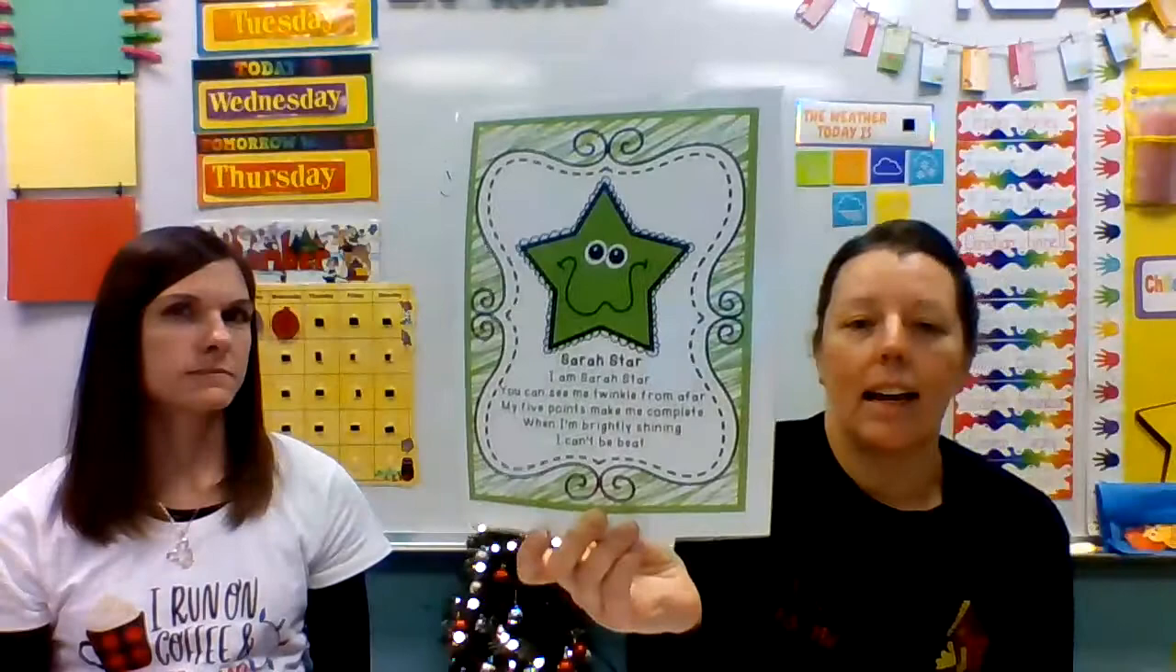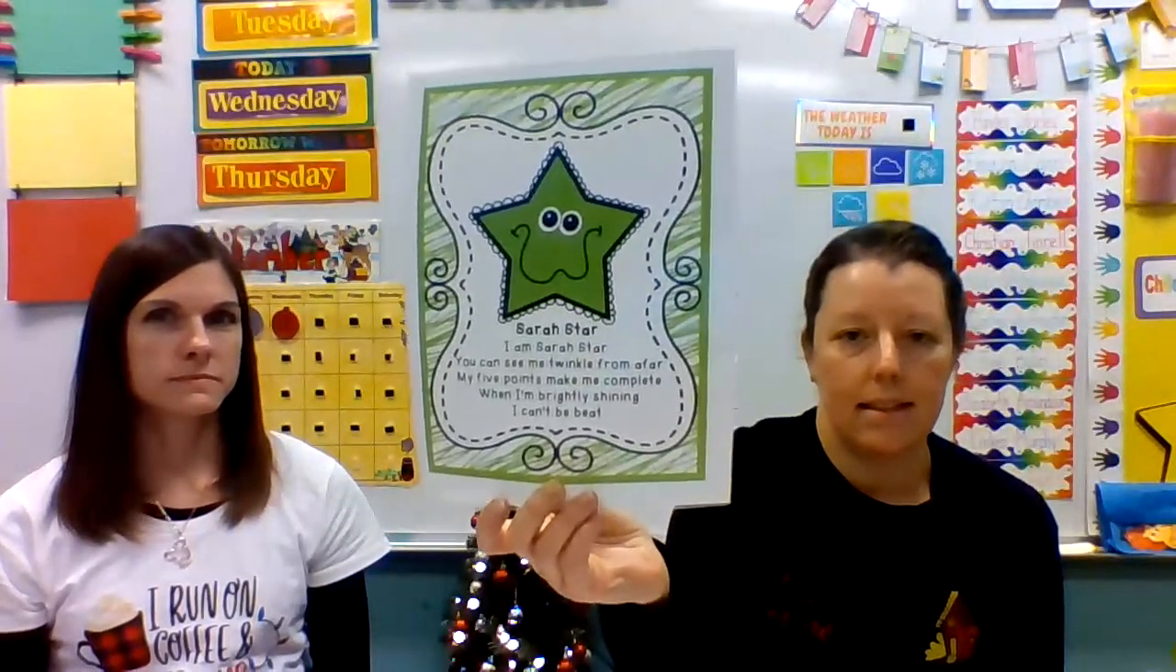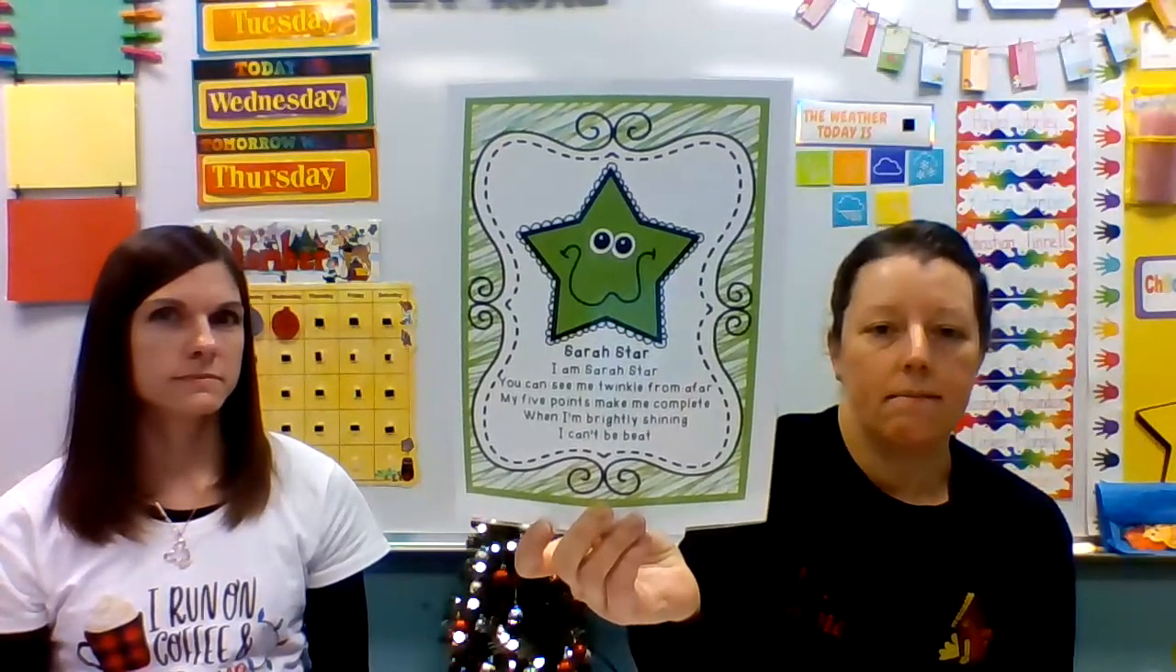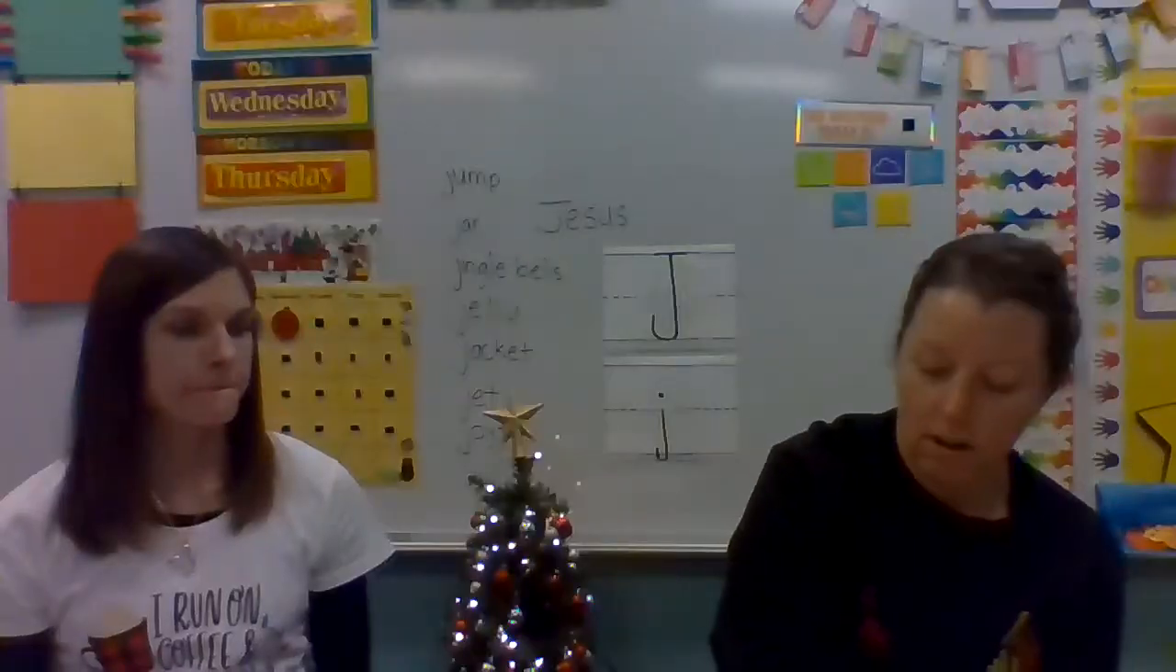I am Sarah's star. You can see me twinkle from afar. My 5 points make me complete. When I'm brightly shining, I can't be beat. So this is a star with the 5 points. All right.